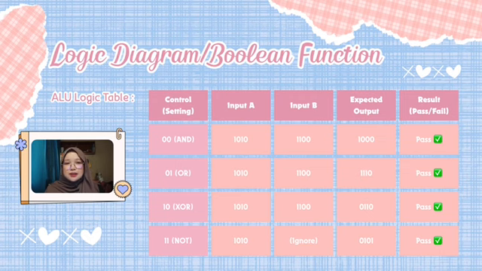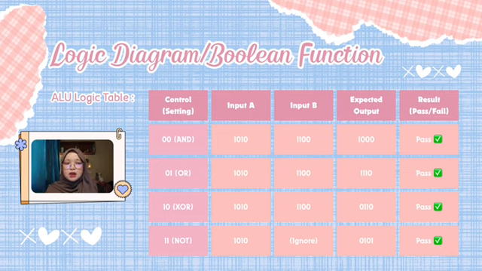So, moving on to the logic verification. To ensure our design is accurate, we test the Boolean function using a specific set of inputs as shown in this table. We use input A as 1010 and input B as 1100 for all operations. First, for an AND operation, when the control setting is 00, the circuit performs a bitwise AND. Comparing 1010 and 1100 gives us 1000. As you can see, the result is a pass.